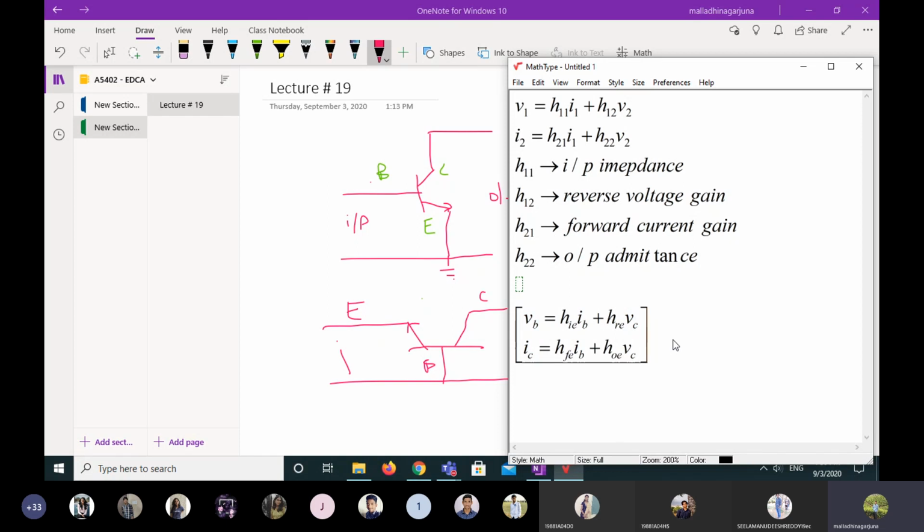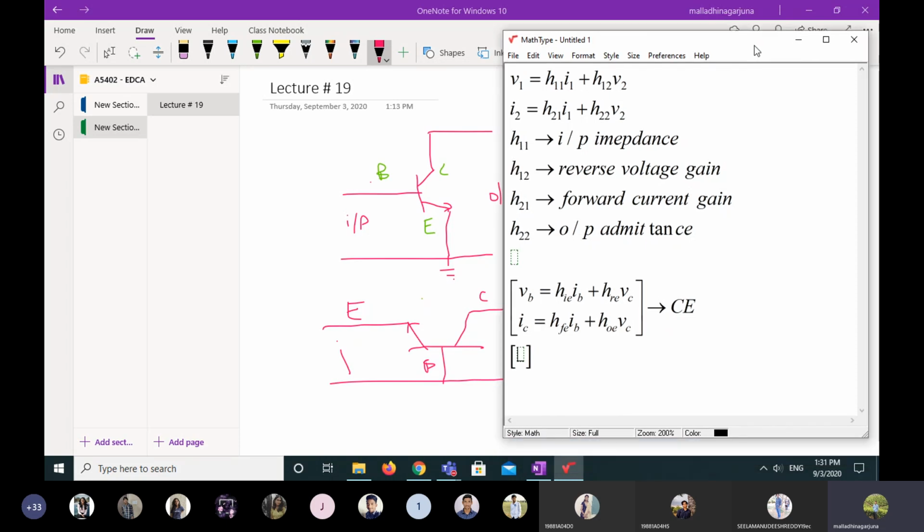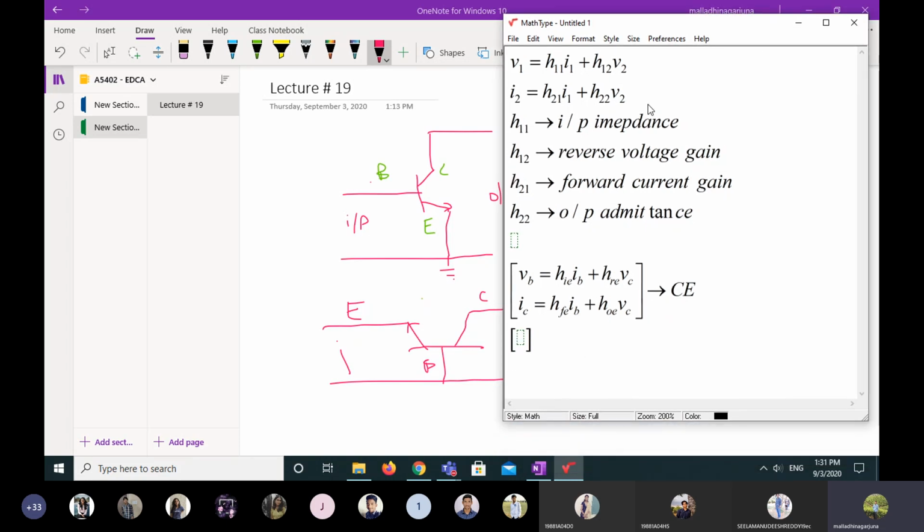Now let us write for the common base configuration. Coming back to these two equations, V1 indicates the input terminal. What is the input terminal of common base? The emitter is the input terminal for the common base. So V1 becomes VE, because 1 is the input terminal. So for common base, input is the emitter terminal. So VE equals H11.